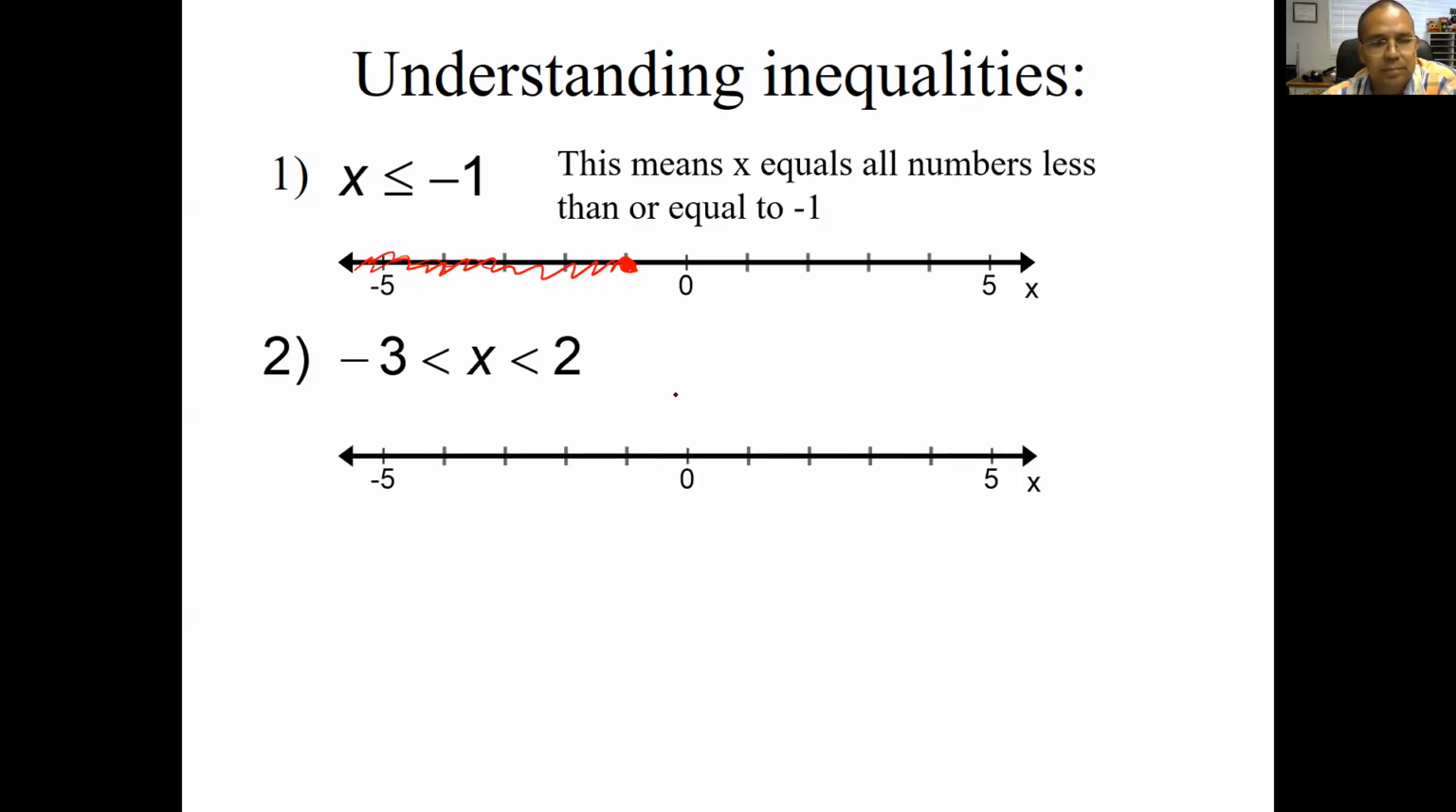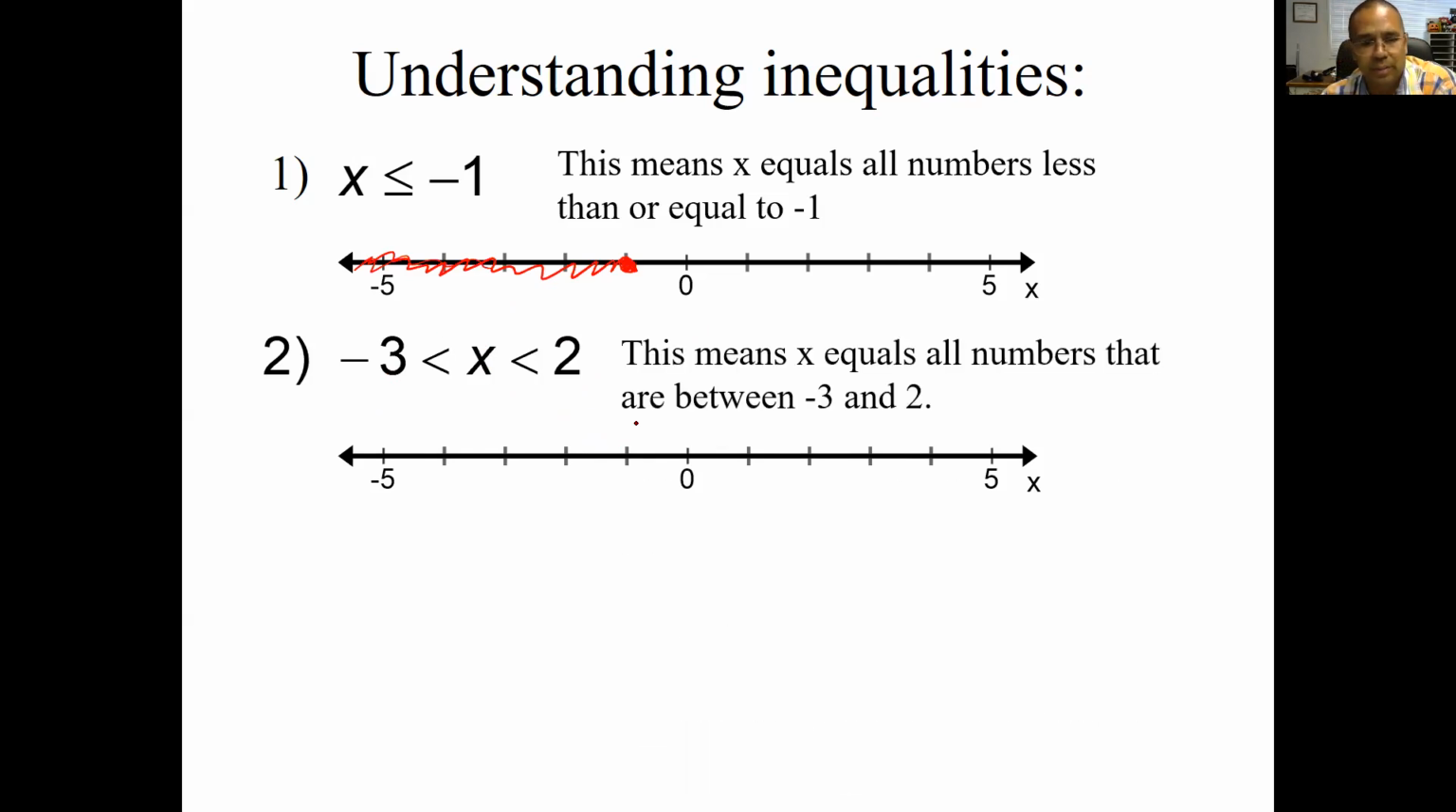X is greater than -3, but smaller than 2. Good. So this is like a compound inequality. That means all the numbers that are between -3 and 2. So this one will be open circles, right? Not filled in, and everything in between, not including those values. Everybody okay with that, I hope, from Algebra 1, Algebra 2?